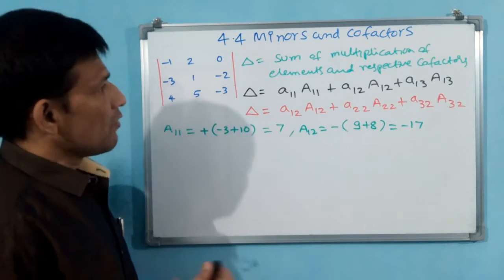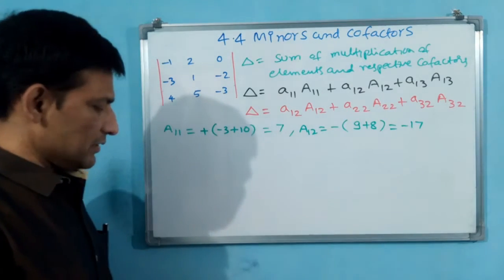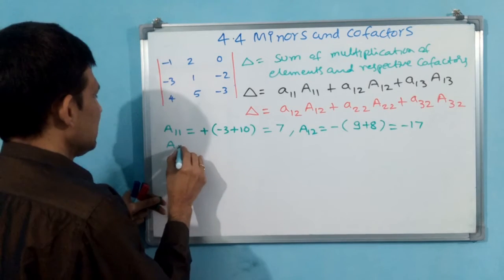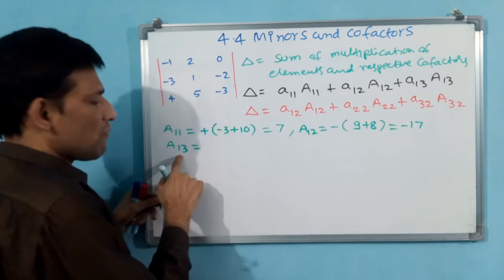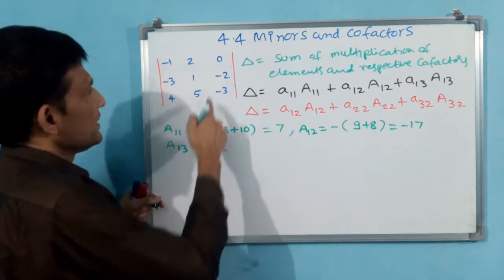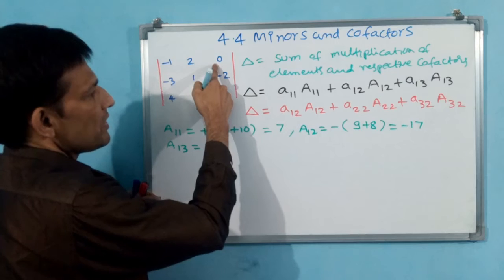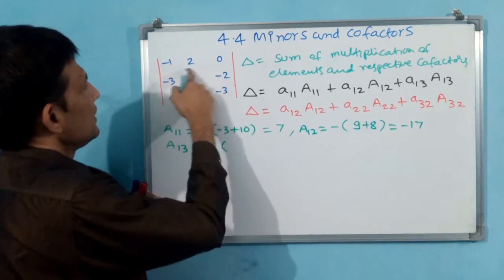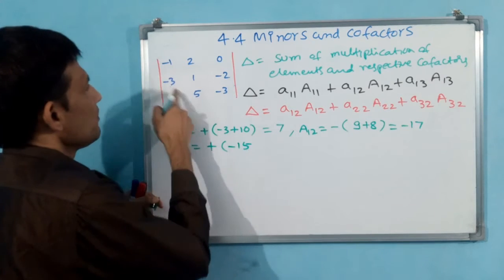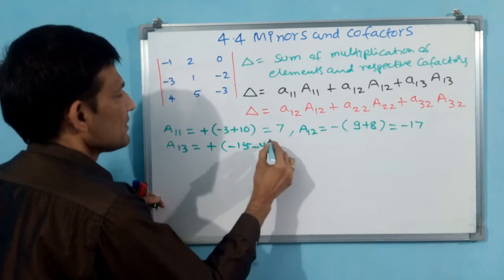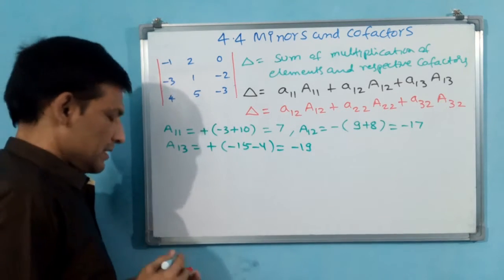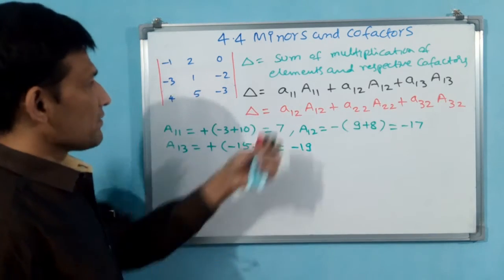Now one more, A13, you also take. A13 is equal to, 1 plus 3 is 4, that means plus only. Now 1 3 we have taken, and you see -15 -4, minus 19.